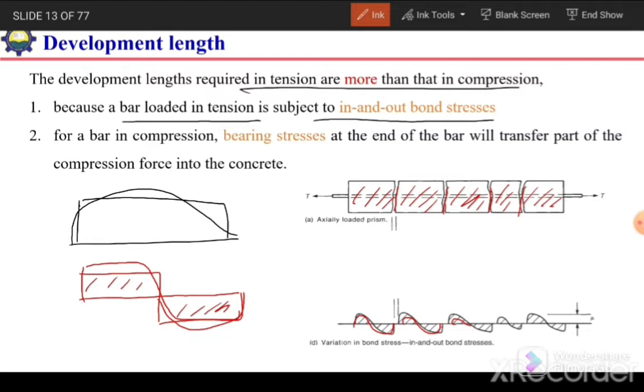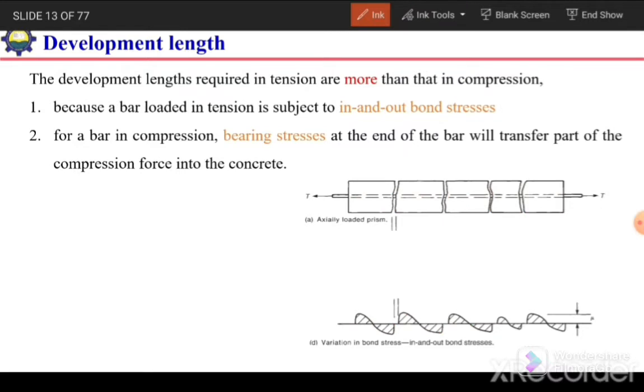When the average bond strength is reduced, the required development length will be increased, as we have seen that the relation between LD and average bond strength is an inverse relation, 4 times mu. So mu is in the denominator, so there is an inverse relation between development length and bond stress.